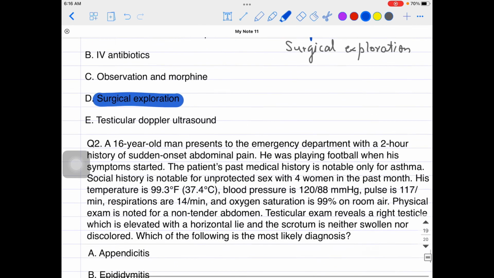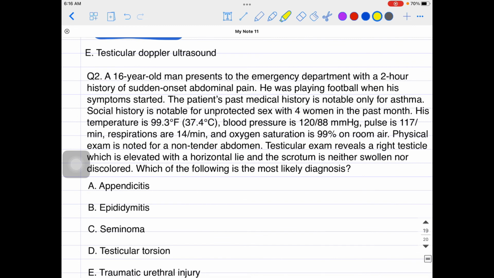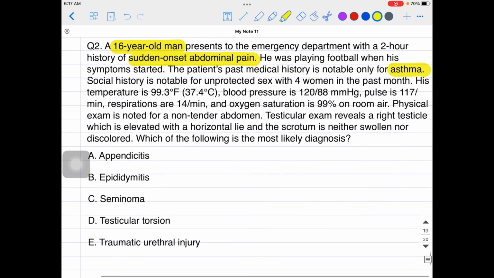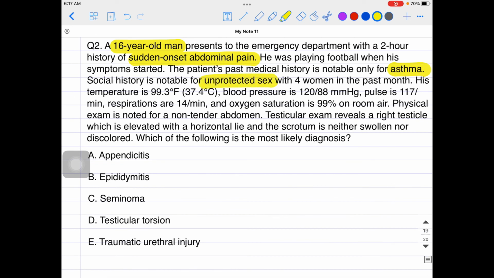Okay, moving on to the next question over here. A 16-year-old man presents to the emergency department with a 2-hour history of sudden onset abdominal pain. Now he was playing football when his symptoms started. Patient's past medical history is notable only for asthma, and social history is notable for unprotected sex with 4 women in the past month. So he's having that history. His temperature is 99.3 and BP is fine, and pulse is on the higher side, right? Now respiration is fine and oxygen saturation is also fine, 99%. Physical exam is noted for non-tender abdomen.